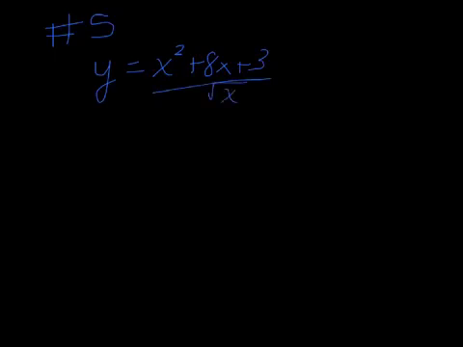Number 5 on your calculus review sheet. So it's got y equals x squared plus 8x plus 3 over the square root of x. So what you have here is a quotient, which is basically a fraction where you have x's in the top and x's in the bottom. So you're going to use quotient rule.